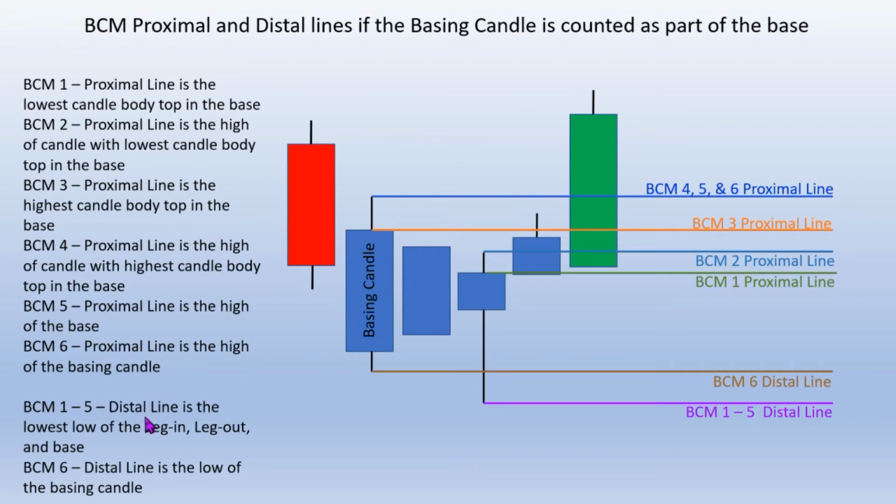The distal line is the lowest low of the leg in, leg out, or the base. So in this scenario, you would continue to have this wick be your distal line for base creation methods 1 through 5, and for base creation method 6, which is just determined by the basing candle, this would be your distal line. So let me show you where to find these settings on your tool.